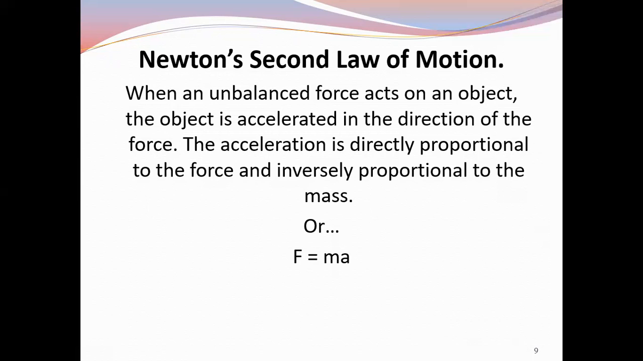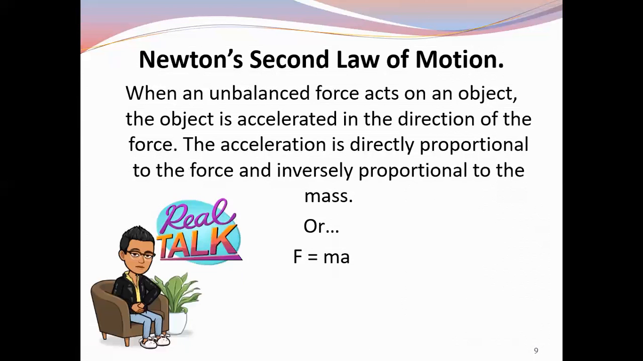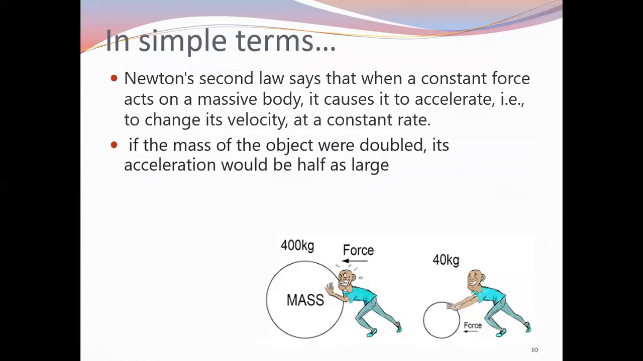This second law is probably the hardest of the three because it says a lot in a couple of sentences. So in simple terms, Newton's second law says that when a constant force acts on a massive body, it causes it to accelerate, meaning to get faster at a constant rate. Now, if the mass of an object were doubled, its acceleration would be half. Why? Because you've got more mass, therefore it takes more force to move it, so it will be slower.